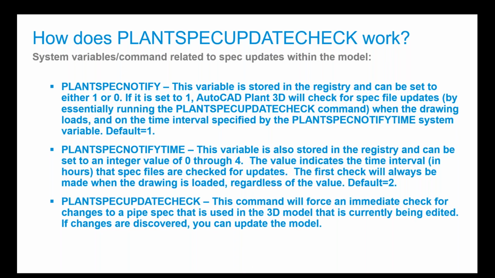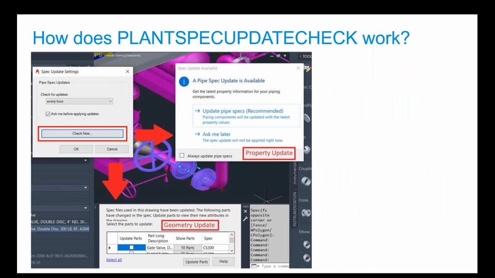Okay, so how does this plan update check work? I was talking about this update check. So you can either type it in the command line or at the bottom right-hand corner of the plan 3D software, it will pop up showing an option to do a plan 3D spec update. When you hit that, you will see this dialog box, which is spec update available. A pipe spec update is available, and then it will give you update pipe specs recommended or ask me later. So it gives the user some time as well. So this is the system variable that I was talking about, which is plan spec notify time.